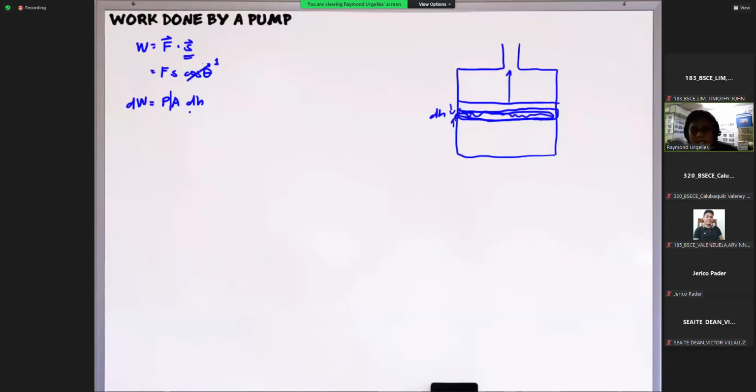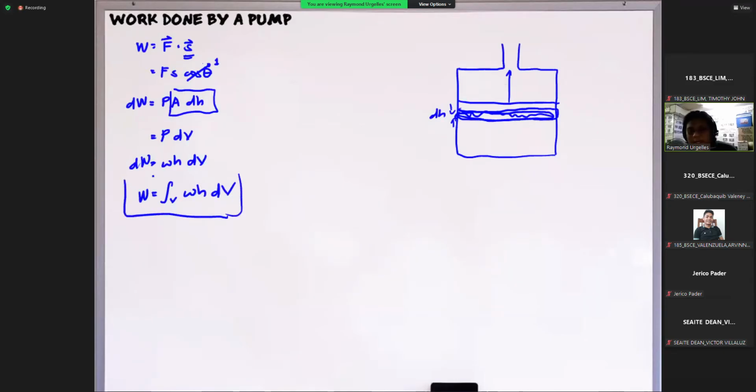And remember na yung A dH na 'to, this is cross-sectional area times dH, that is just the differential volume ng pinapump natin. So meaning, this is pressure multiplied by dV. Again, alam naman natin yung pressure is omega H. So omega H dV, then this is our dW. Therefore, the work done is just the integral over the volume ng omega H dV. Makikita natin pareho lang siya sa fluid force. Ang pinagkaiba nga lang niya is volume yung ginagamit natin instead of the area.